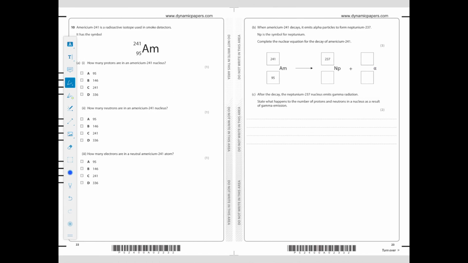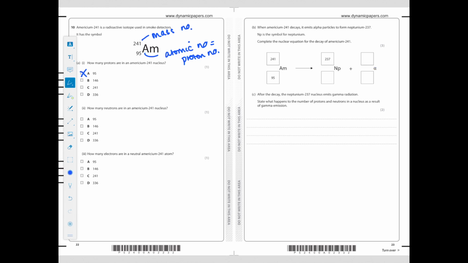10. I'm not going to be able to pronounce this properly. Americium-241 is a radioactive isotope used in smoke detectors. It has the symbol 241 AM 95. How many protons are in an americium-241 nucleus? So remember the top number is the mass number, bottom number is the atomic number, which is also the same as the proton number, which is why we can just say that it is 95.